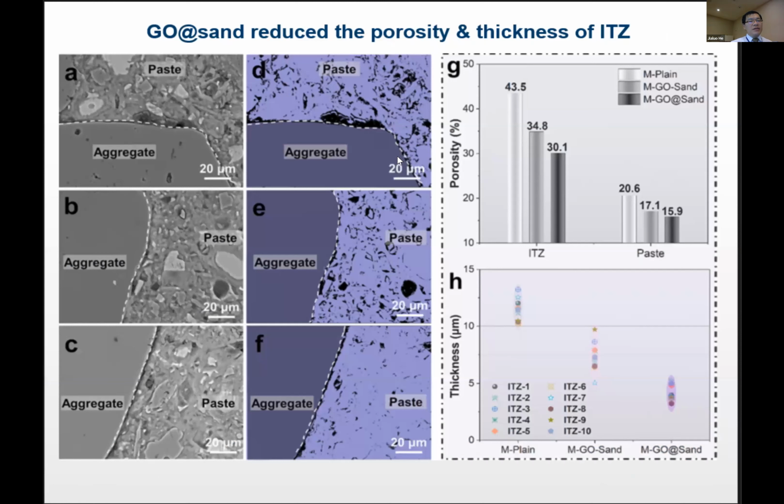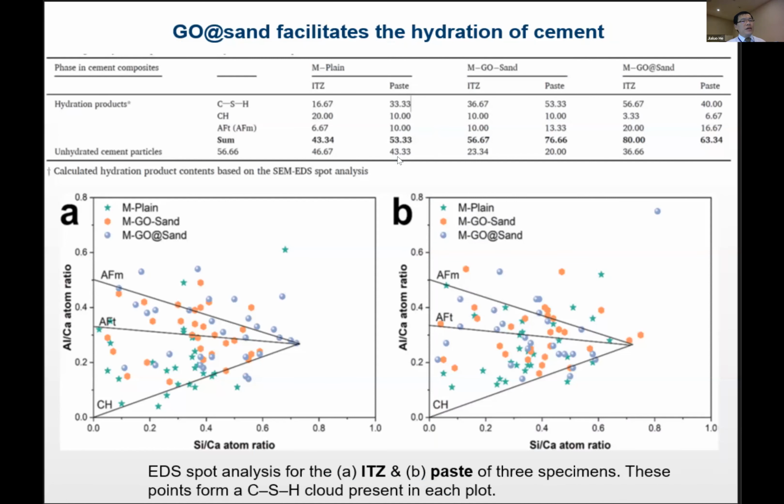And another thing is, again, talking about ITZ, that's our original mission. So we actually examined the ITZ. We do conclude that with this treatment, the ITZ became thinner and denser. So now we also look at this kind of treatment, just like what Zhipeng presented. He treated the microfiber with graphene oxide. Here we're treating the sand, but we see similar effect.